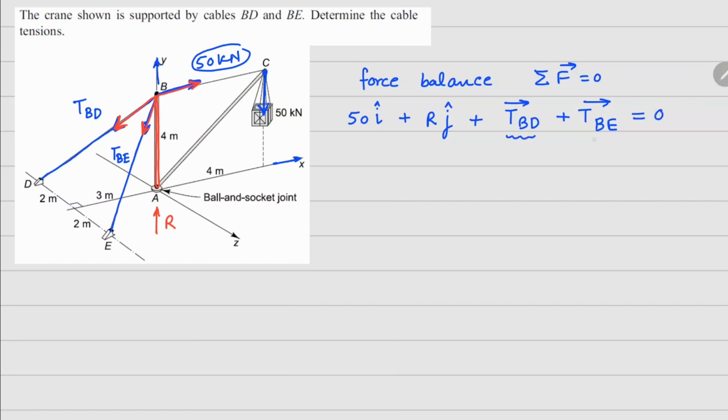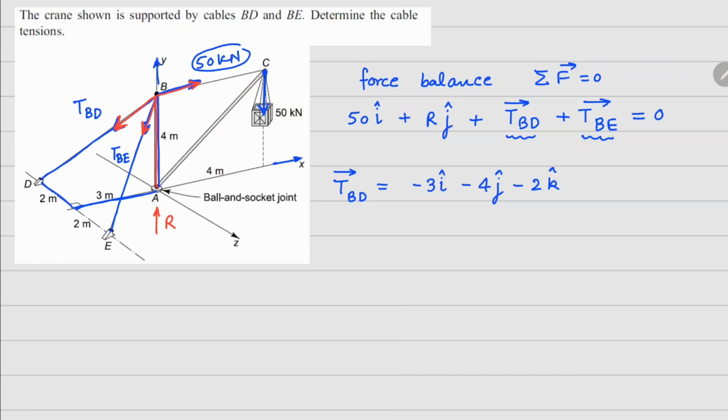Now this TBD force and TBE force, since they are along these cables, we need to write these forces with the help of the vectors along those directions. So if you notice the BD vector here, BD vector is basically how do we reach point D starting from point B. For that we have to travel along x direction by 3 meters in the negative direction, so this becomes minus 3 i cap. This 4 meters right here vertically downwards, meaning minus 4 j cap, and we have to go backwards here by 2 meters, so minus 2 k cap.